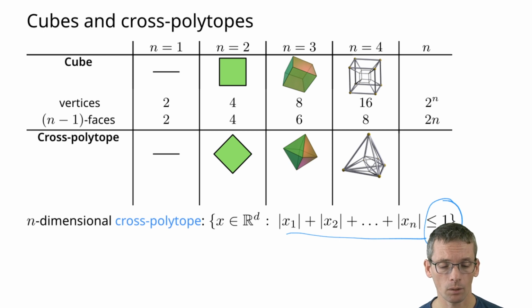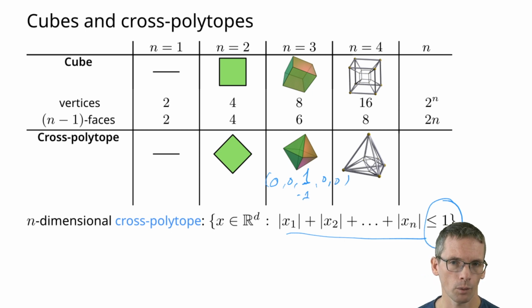The vertices all have the form: I essentially have a vector of zeros, and just in one position I have a 1, or actually a -1. So for every coordinate, I get 2 vectors. So we have 2n vertices.